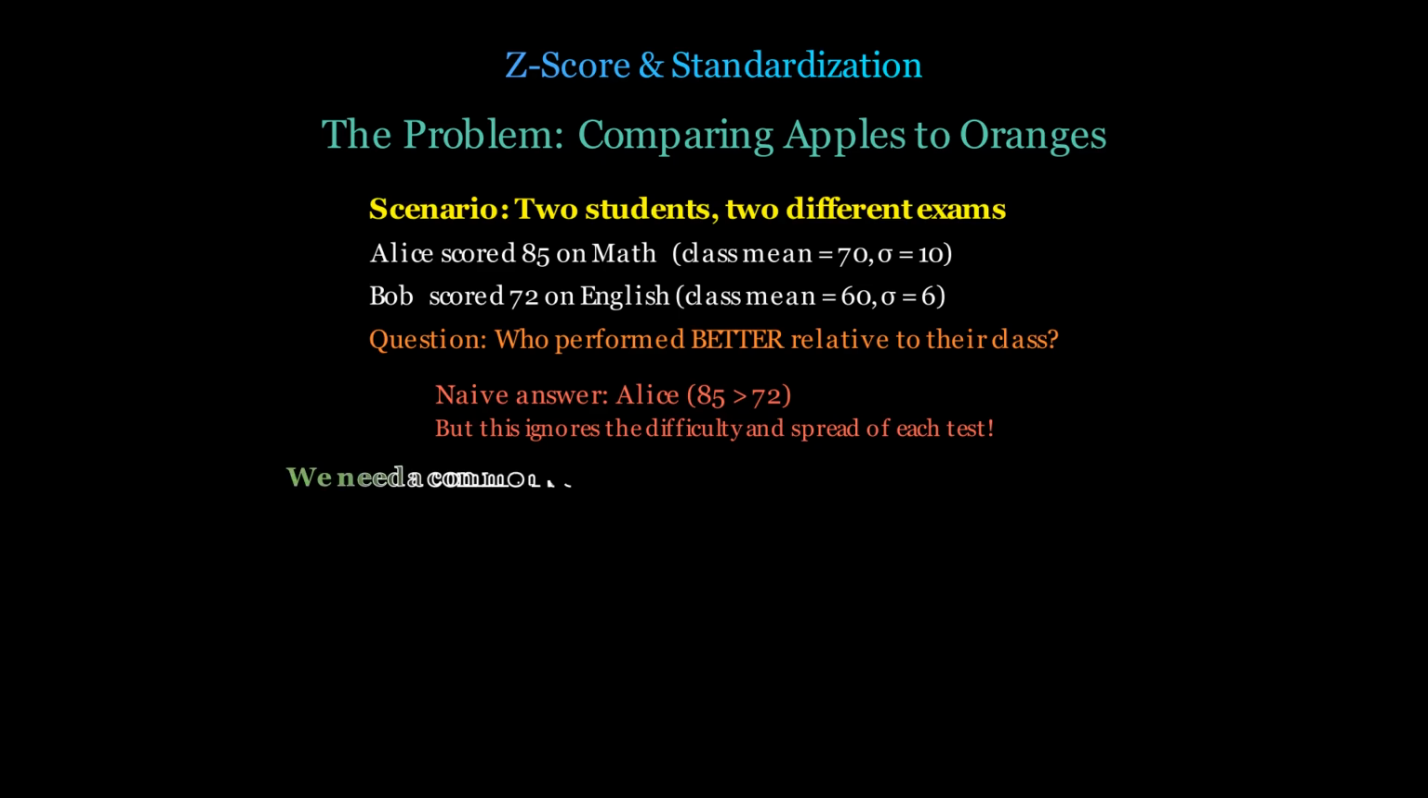A score of 85 in a class averaging 70 might be less impressive than a score of 72 in a class averaging 60. To answer fairly, we need a common scale that accounts for both the average and the spread of each distribution. That common scale is the Z-score.